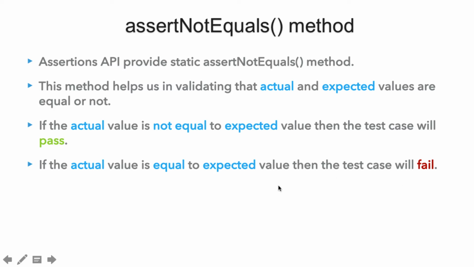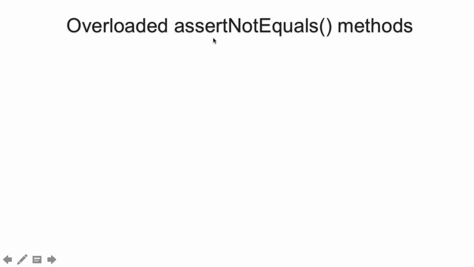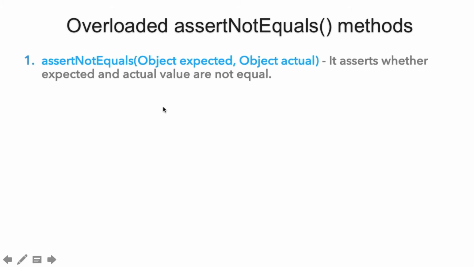So friends, in our last lecture we discussed the assertEquals method. The assertNotEquals method works exactly opposite to assertEquals. Now let's look at a few of the assertNotEquals overloaded methods. The first overloaded method takes in an actual and expected value and asserts whether they are not equal.